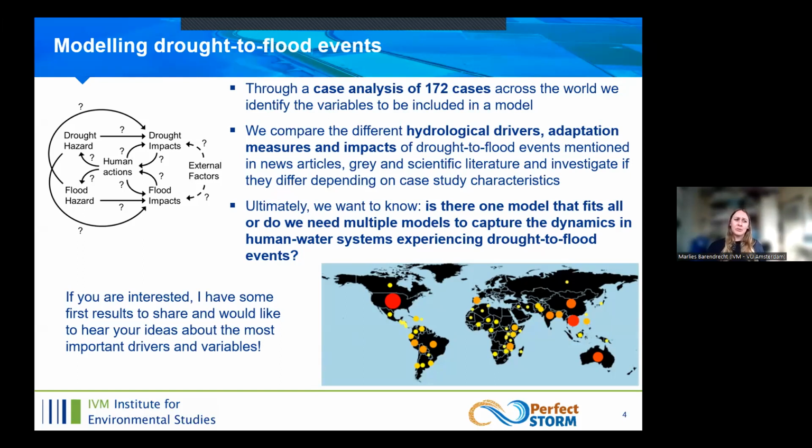And ultimately, what we want to know is, what variables and components do we need to put into a model to model systems that are experiencing these drought-to-flood events? And can we use one model to basically model the dynamics of all these systems, or do we need different models depending on the system characteristics? If you're interested, I have some preliminary results to share, and I would also very much like to discuss your points of view on this.